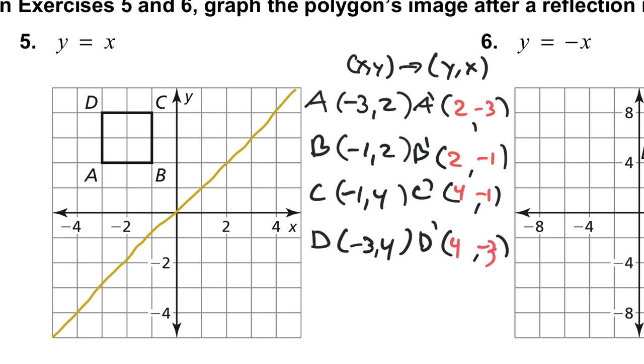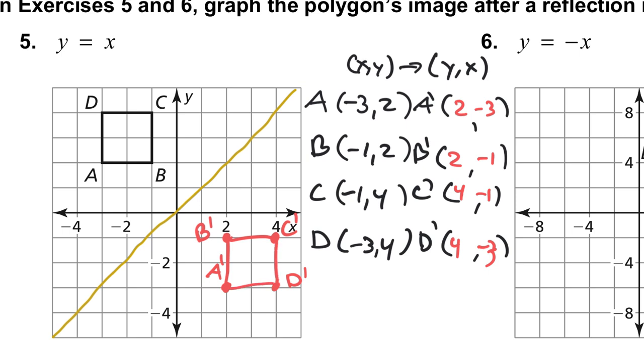And now I can graph these points. So I can go to 2, -3, and there's my A prime. My B prime is 2, -1, so there's my B prime. And then C prime is 4, -1. So there's C prime. And then 4, -3 is my D prime. And now I can connect these. And that's my new one.